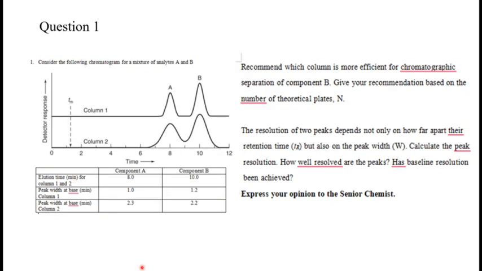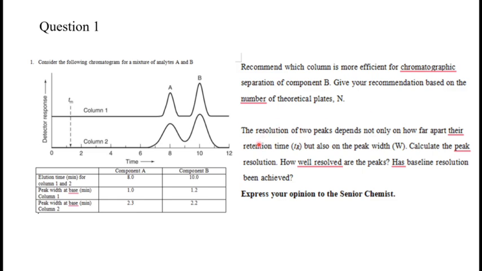For question 1, this is the chromatogram for analytes A and B. They also give information about elution time and peak width at base for column 1 and column 2. And the question asks, recommend which column is more efficient for chromatographic separation of component B. Give your recommendation based on the number of theoretical plates.